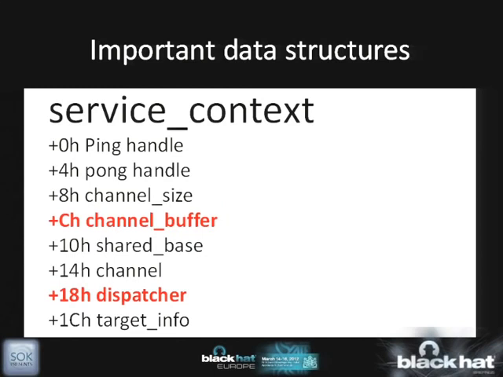So ping event, retrieve the APC message, send it to the callback function. The callback function looks into the service context, retrieves the tag from the APC message, matches the tag with the corresponding dispatcher, and calls the handler in the corresponding dispatcher. This is how it works.